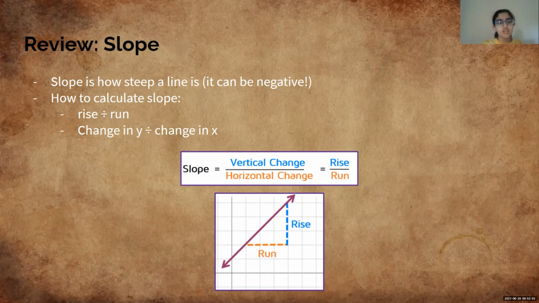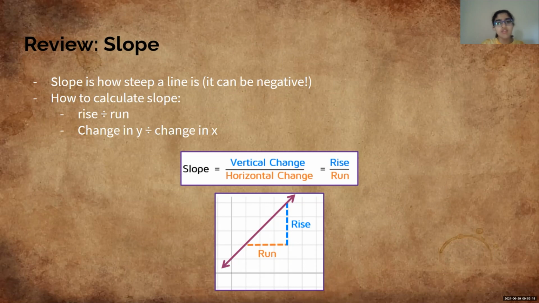So slope is how steep a line is, and it's basically just rise over run. And remember that slope can be negative. The way to tell if it's negative is if it's going down from left to right. If the slope is positive, it's going up from left to right. Basically, it's change in y divided by change in x, which is equal to slope.